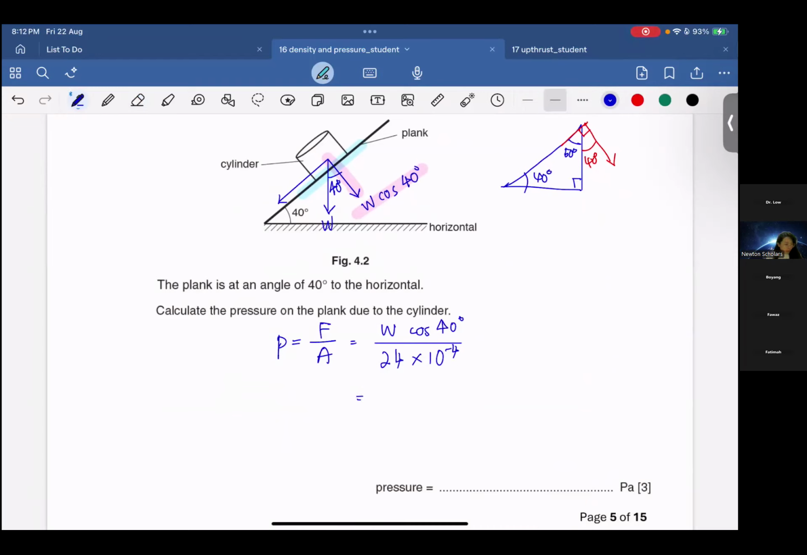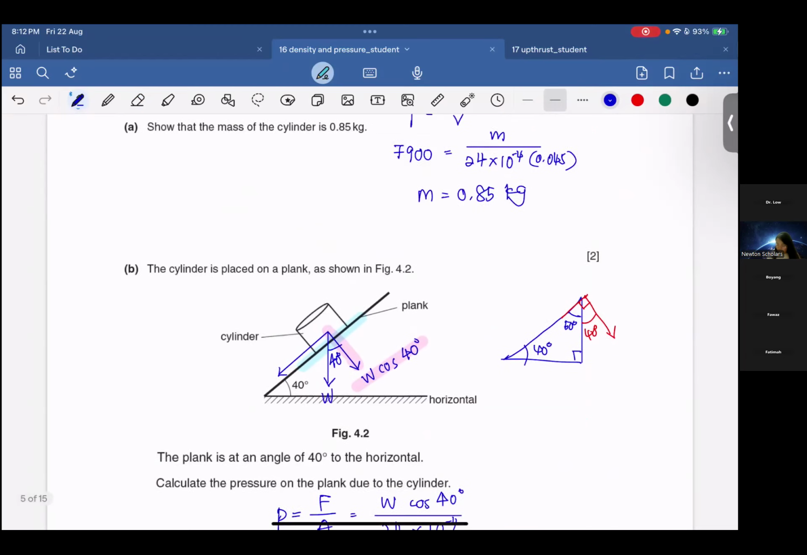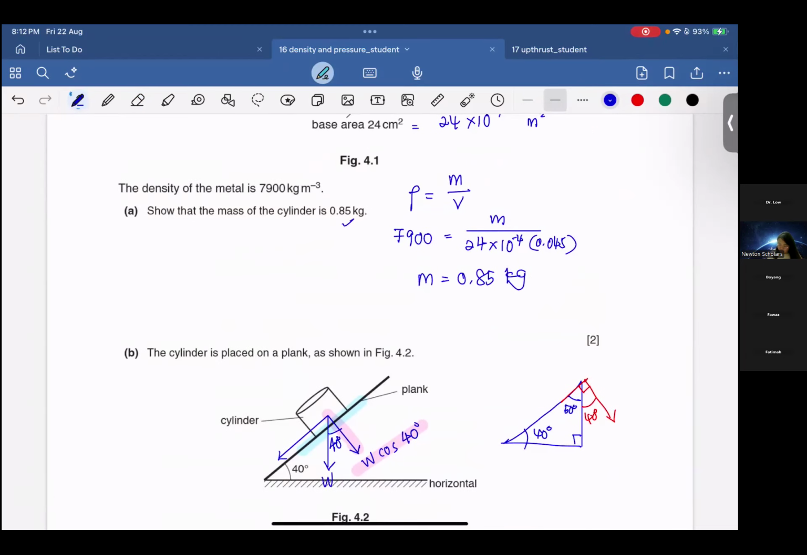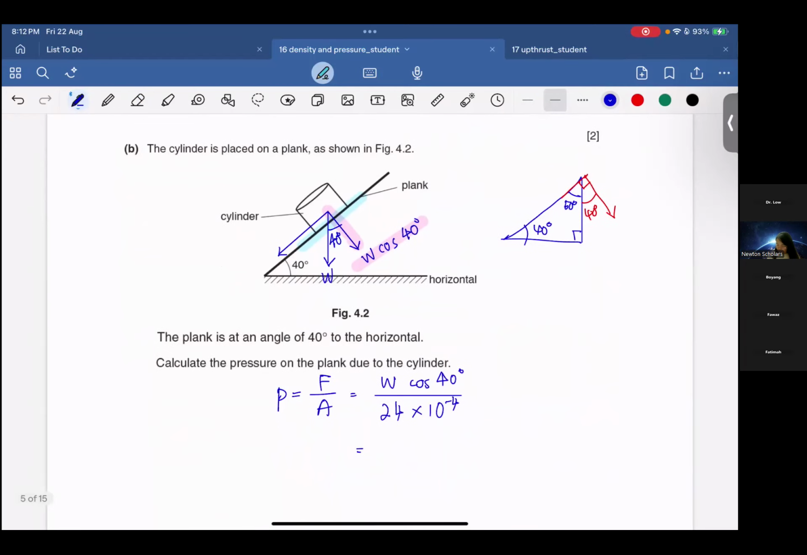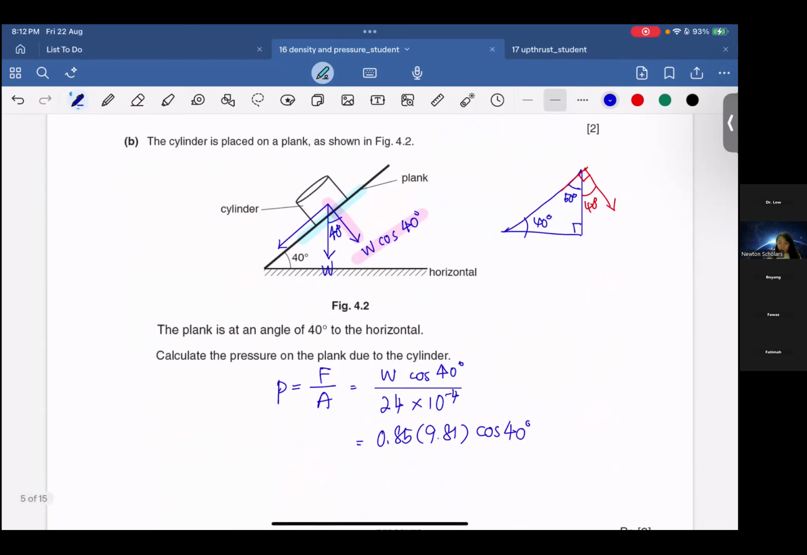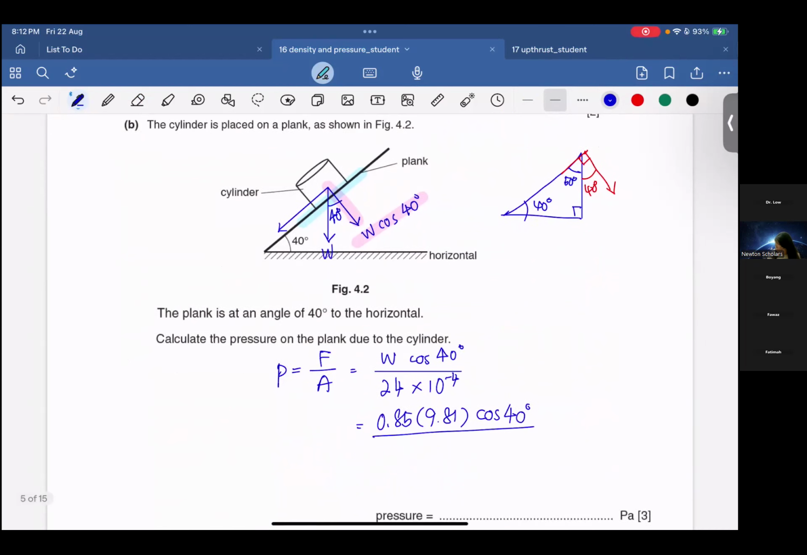W, what is the weight? The mass is 0.85, so we got the mass here and we can calculate the weight. So 0.85 times 9.81 cos 40 degree, then divided by the area, 24 times 10 to the power of negative 4. Let me have a look. Yes, Vashini, correct. Manjo, correct. Yes, correct, dear.